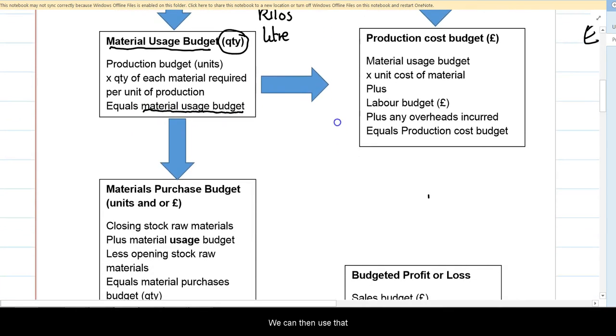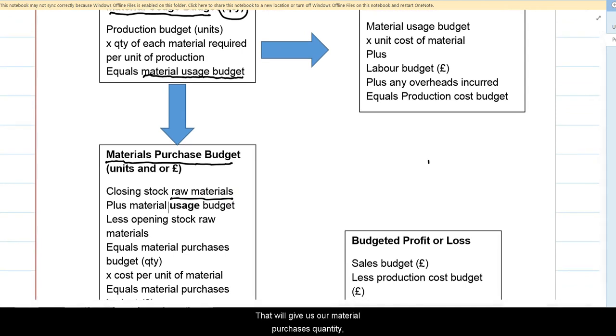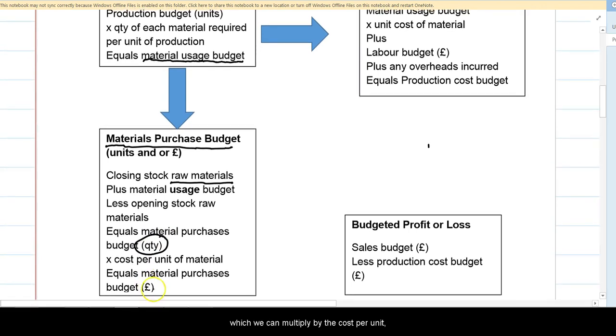We can then use that to calculate how much material we need to buy. And the material we need to buy will be adjusted for by the closing and opening stock of raw materials. And that will give us our material purchases quantity, which we can multiply by the cost per unit, which will give us our material purchase budget in pounds.